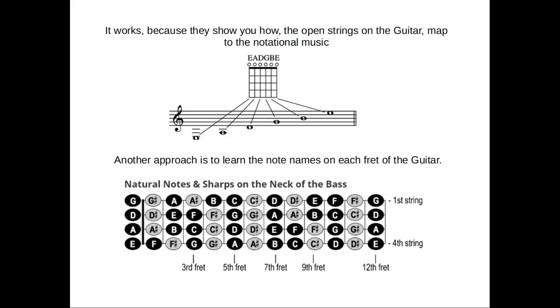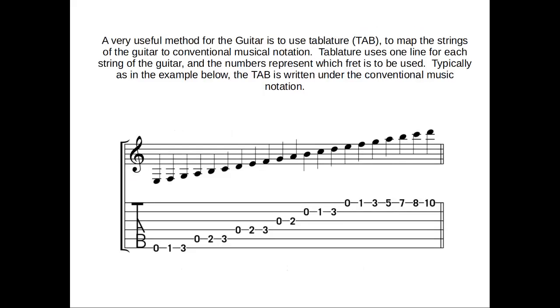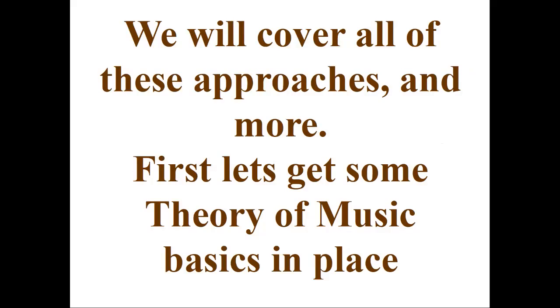It works because they show you how the open strings on the guitar map to the notational music. Another approach is to memorize or learn the note names on each fret of the guitar. A very useful method for the guitar is to use tablature, tab or tabs, to map the strings of the guitar to conventional musical notation. Tablature uses one line for each string of the guitar, and the numbers represent which fret is to be used. Typically, as in the example below, the tab is written underneath the conventional music notation. We will cover all of these approaches and more.